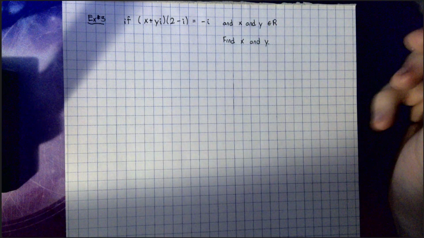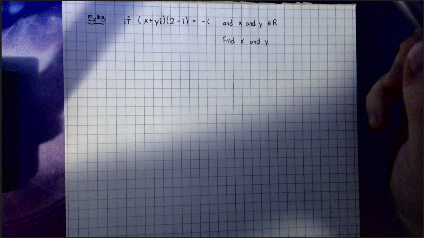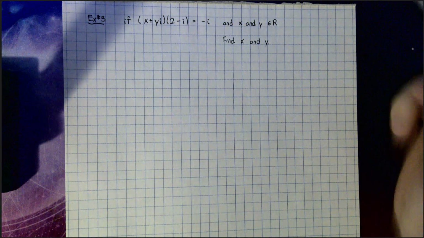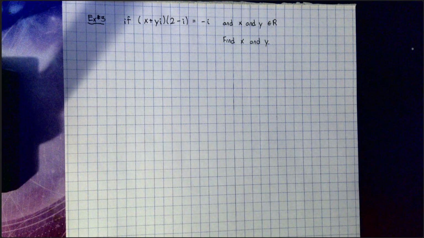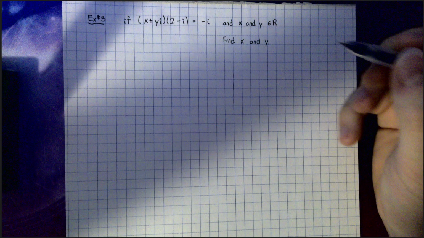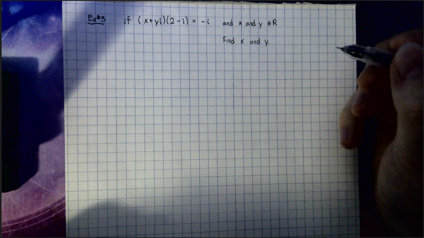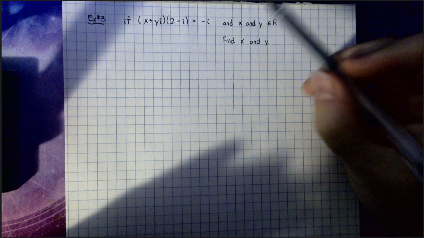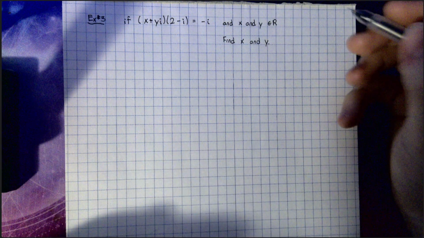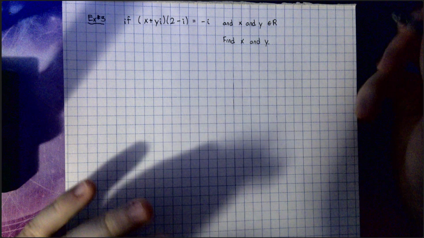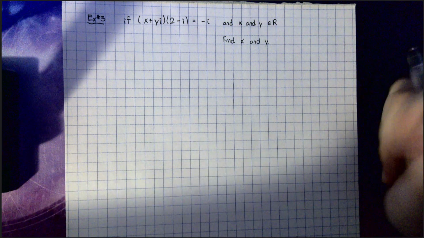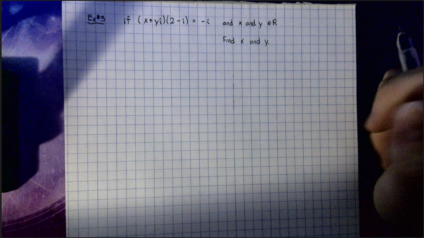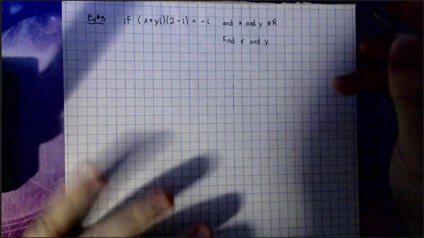So the next question we have here, I've already copied it down for us, is: if x plus yi, so we have a complex number where our two coefficients are unknown, multiplied by 2 minus i is equal to negative i, and of course x and y are elements of the real numbers, find x and y. Again, pause the video if you can, try it on your own. And now let's take up the solution.